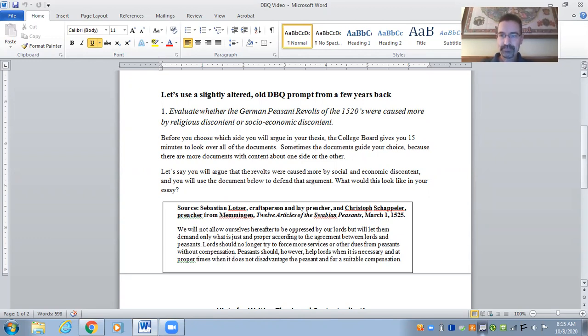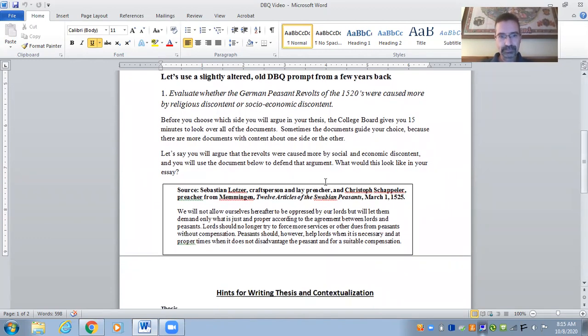Now, in current DBQs, the documents themselves are going to be much longer than this, at least twice as long, sometimes more than that. This comes from an old DBQ back when they used to give you 11 or 12 documents. And because they gave you so many documents, they didn't make them nearly as long. So this, although it's good for our practice, is not probably what you're going to see when you actually have to do this on the actual DBQ today.